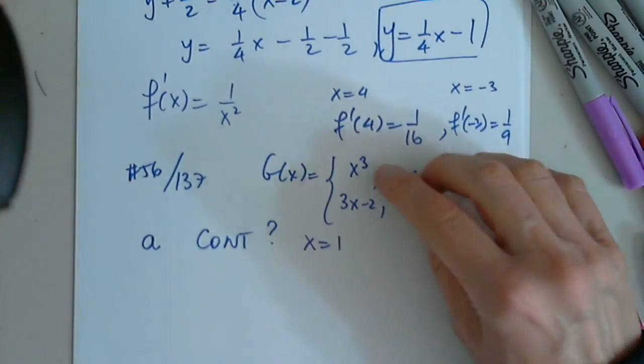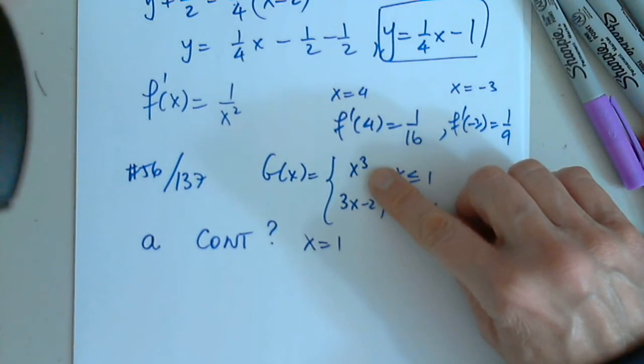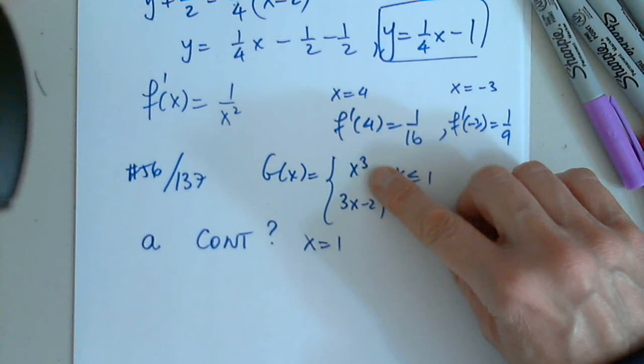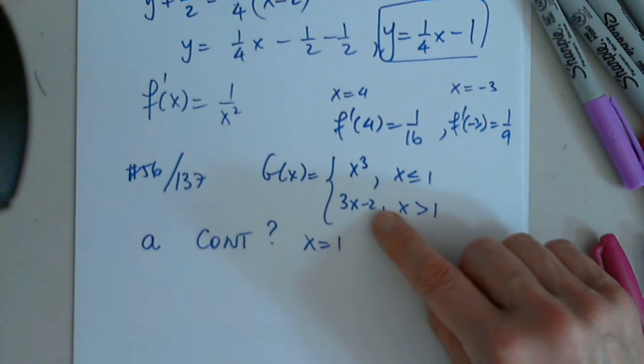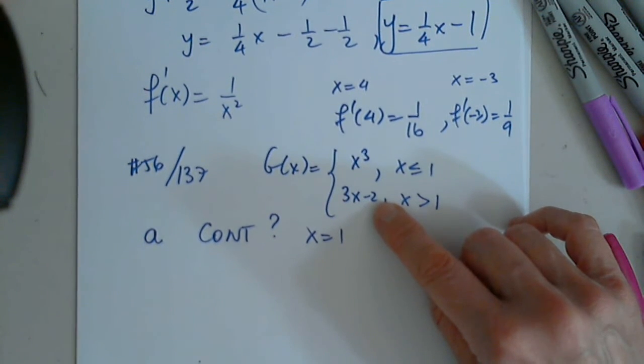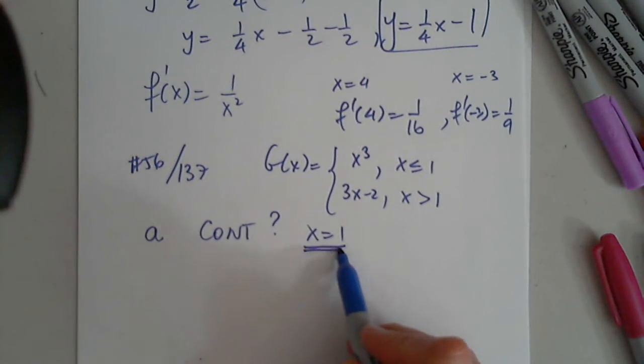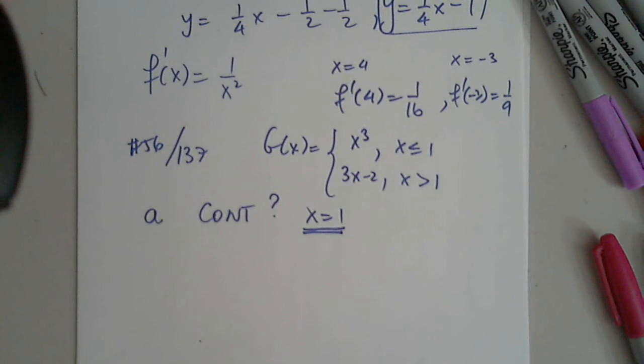So first question: is this function continuous everywhere? Yes, it's a polynomial function. Very good. Is 3x minus 2 continuous everywhere? Yes, it's a polynomial function. So the only concern we have is x equals 1. How do we check continuity at a point?